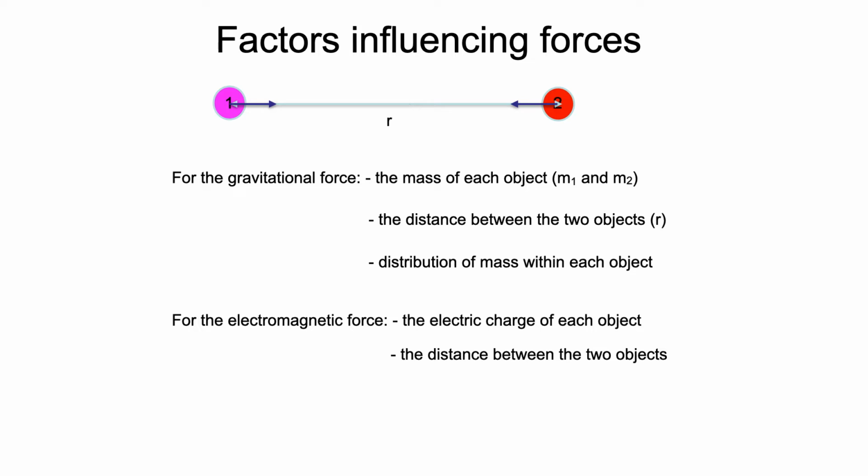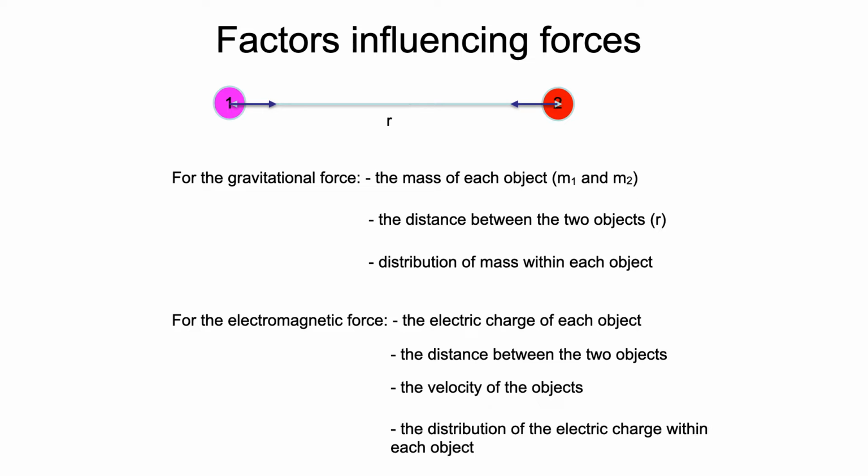The velocity of the charged object will matter when dealing with the magnetic force, but we will deal with this aspect of the electromagnetic force in the last unit of this course. Finally, the distribution of the charged particles within the objects will influence the electromagnetic interaction between macroscopic objects, even if the objects are electrically neutral.